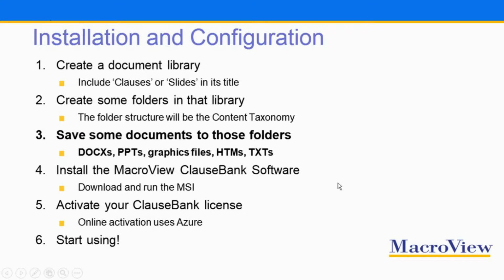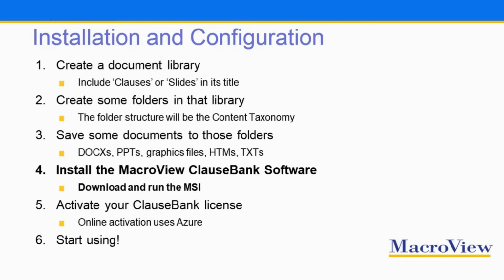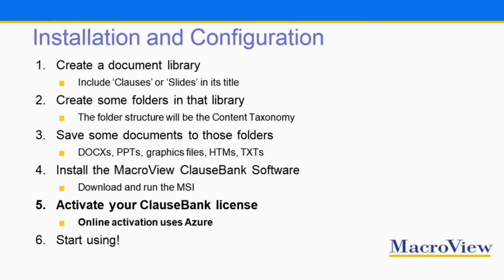The third step is to save some documents to those newly created folders. There's a wide range of file types that are supported. Each document will be a separate content item within your Clause Bank dialog. Step 4 is to download and install the MacroView Clause Bank software. It's a client-side only installation which is streamlined by running the supplied MSI. You then can activate your MacroView license, which you do using the MacroView licensing website running on Microsoft Azure. Then you can start using your new Clause Bank solution.